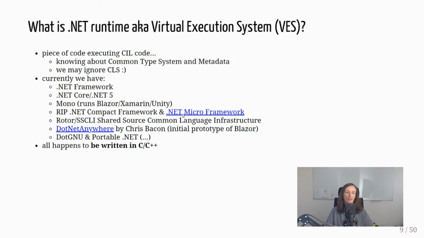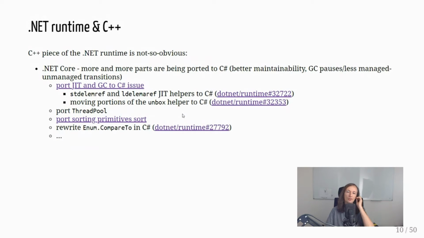What's interesting for us is that not every piece of the .NET runtime is written in C++. There are pieces of the .NET runtime which are not strictly written in C++. The case is, for example, in .NET Core itself, where more and more parts are being ported to C#. You may find it pretty strange that we are porting something from super fast unmanaged C++ code to C# code. But it has some benefits, like better maintainability, obviously. Let's say the community may be even more willing to contribute to something that is written in C#.